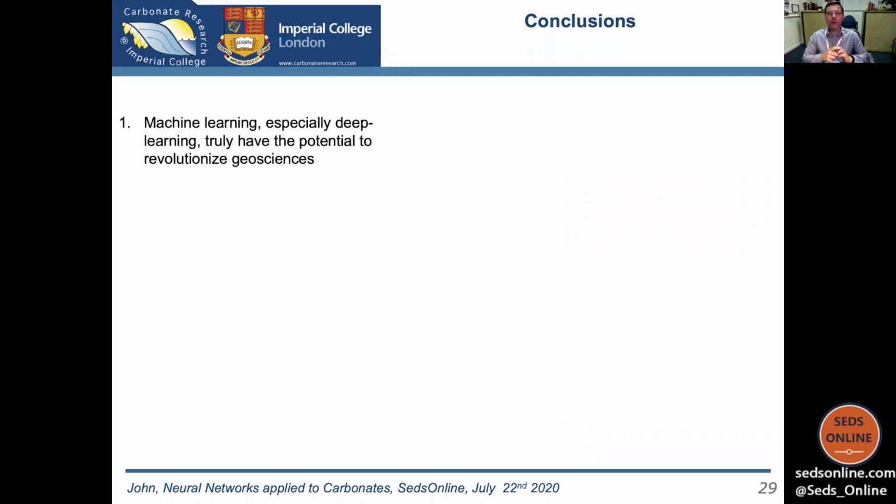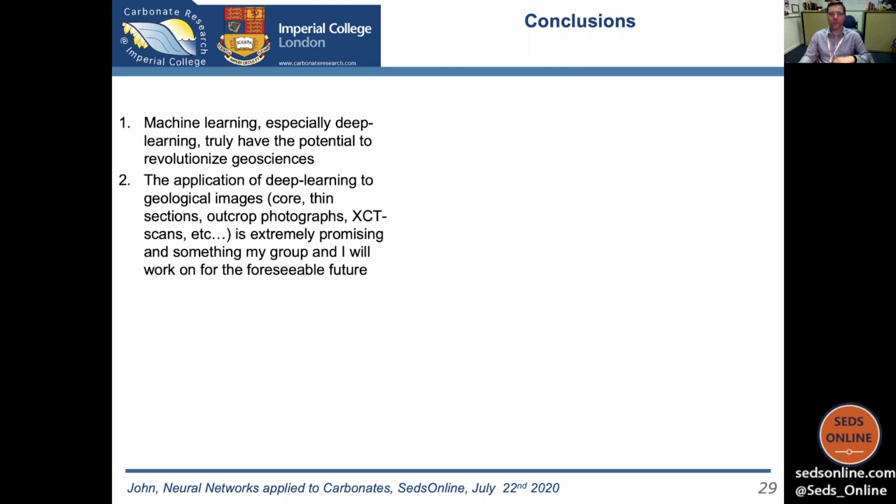I think that machine learning, especially deep learning, really has a lot of potential in terms of a revolution for geosciences. And I think in the coming few years, you will see more and more of these applications. They're already here, and it's just going to be the norm.